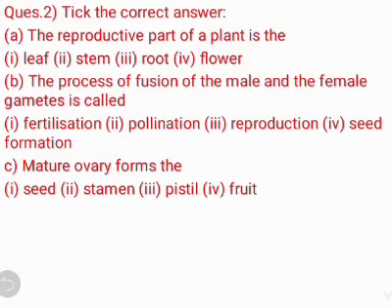And the second question is: choose the correct answer. MCQ type questions. First one: the reproductive part of a plant is, whether it is leaf, stem, root or flower. You have to choose the correct option. Second question: the process of fusion of male and female gamete is called, whether it is fertilization, pollination, reproduction or seed formation.